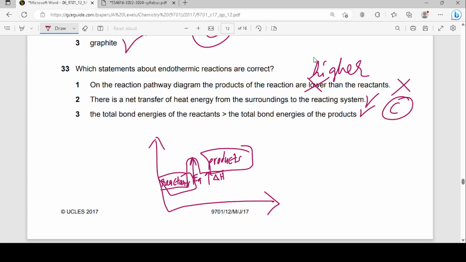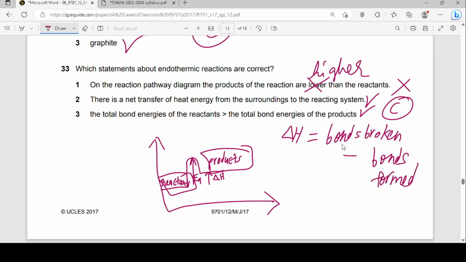And this third statement is that the total bond energies of the reactants is greater than the total bond energy of the products. How do we calculate delta H? Delta H is the enthalpy change of the bonds broken minus the enthalpy change of the bonds formed, because bond enthalpy is a positive value. So bonds broken will be a positive value, and bonds formed will be a negative value because of the minus sign. If it's an endothermic reaction, we know that delta H is positive, which means delta H is greater than 0.